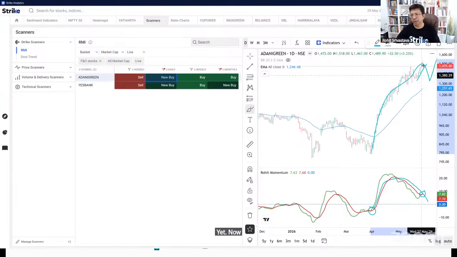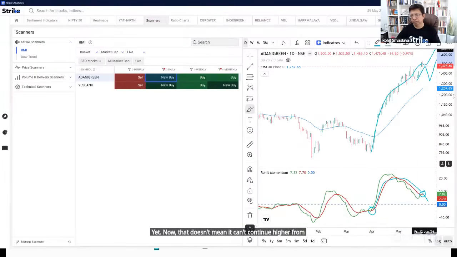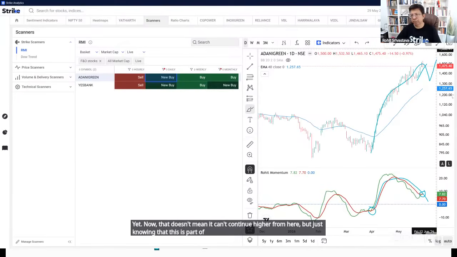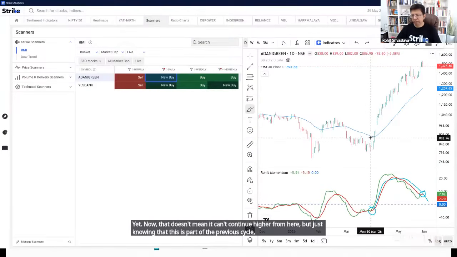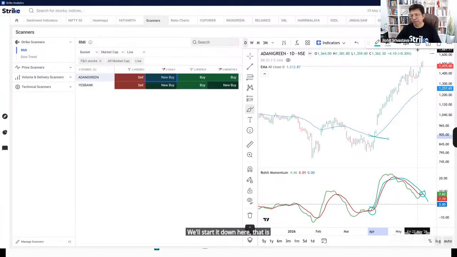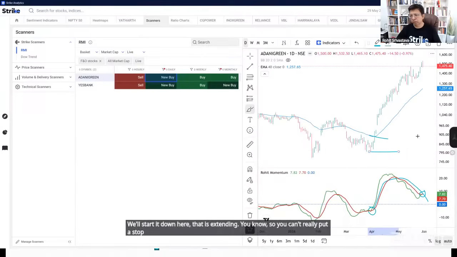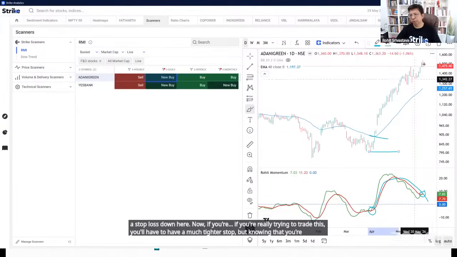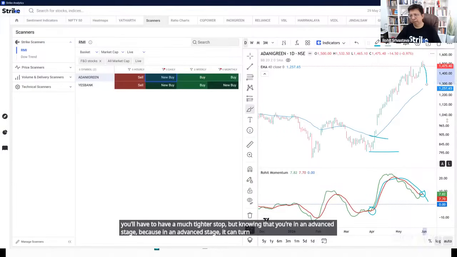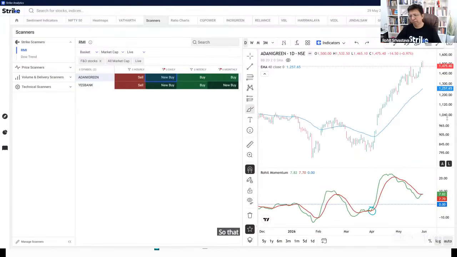Now, that doesn't mean it can't continue higher from here, but just knowing that this is part of the previous cycle, which started down here, that is extending. So you can't really put a stop loss down here. If you're really trying to trade this, you'll have to have a much tighter stop. But knowing that you're in an advanced stage, because in an advanced stage, it can turn down anytime. So that is why I don't take that risk.